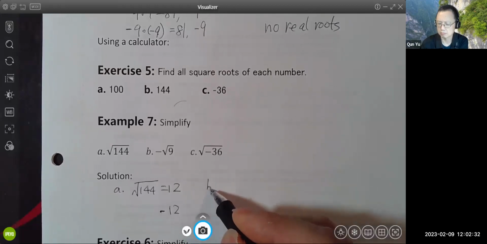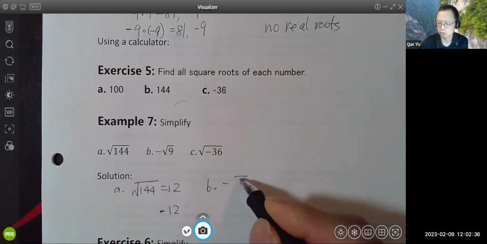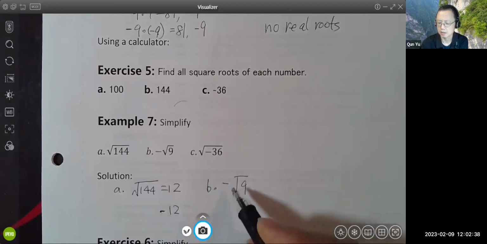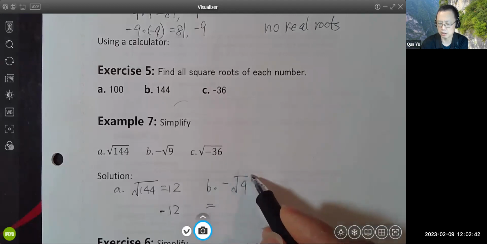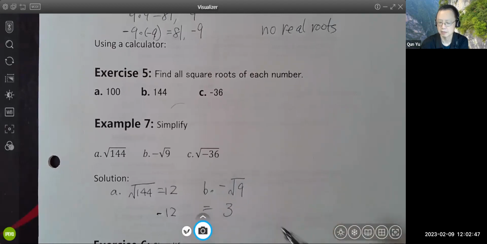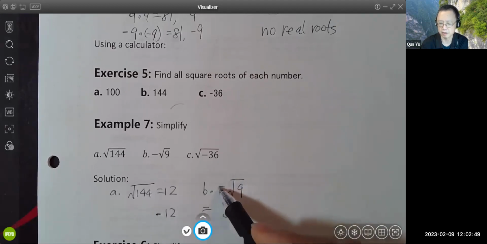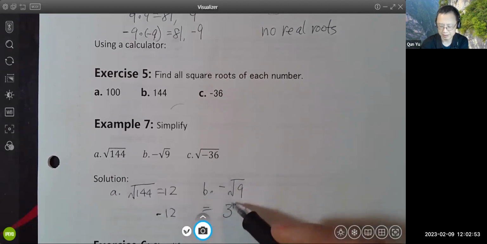Now let's look at B. We have the negative square root of 9. So we know 3 times 3 is 9. So this square root operation, if you use a calculator, you only get positive 3, right? Since we already have a negative sign in front of it, maybe I made a mistake. I said negative 3. Negative 3 is the final answer.